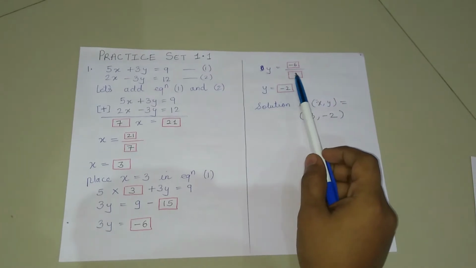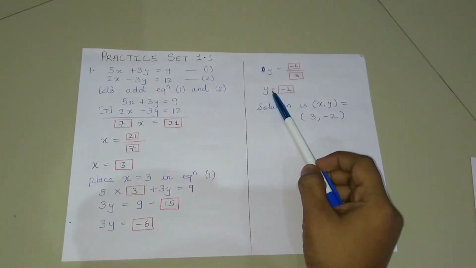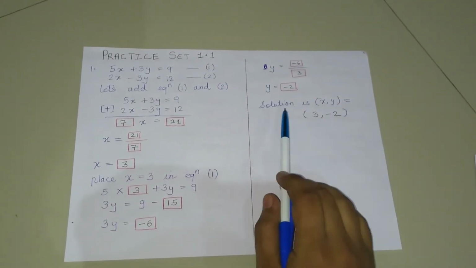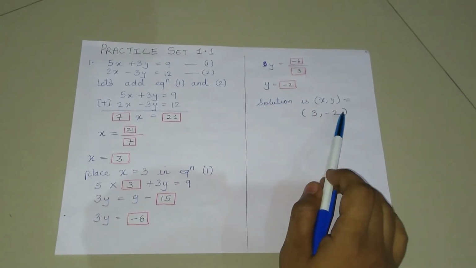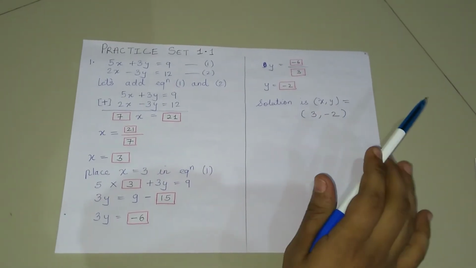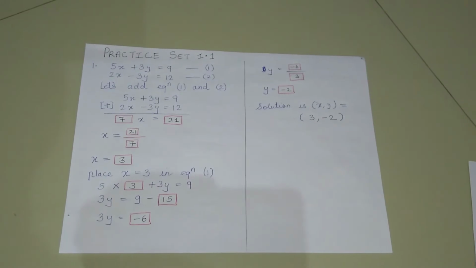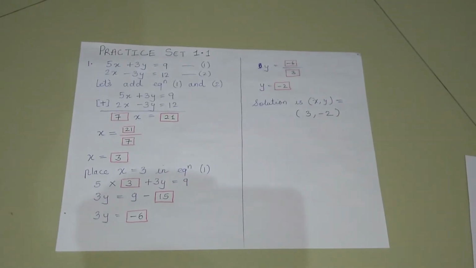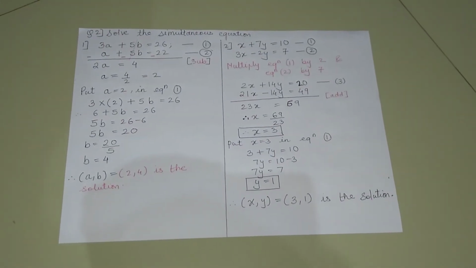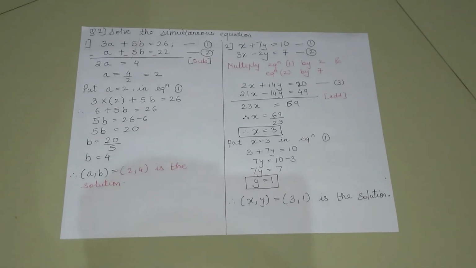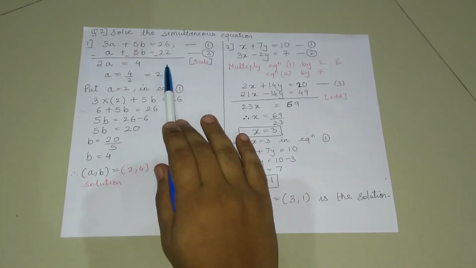So y here is minus 6 by 3, and we get the value of y is minus 2. So the solution is x comma y equal to 3 comma minus 2. This is the way we can write the solution at the end. Now let's solve question number 2, first sum. This is there in your textbook also.